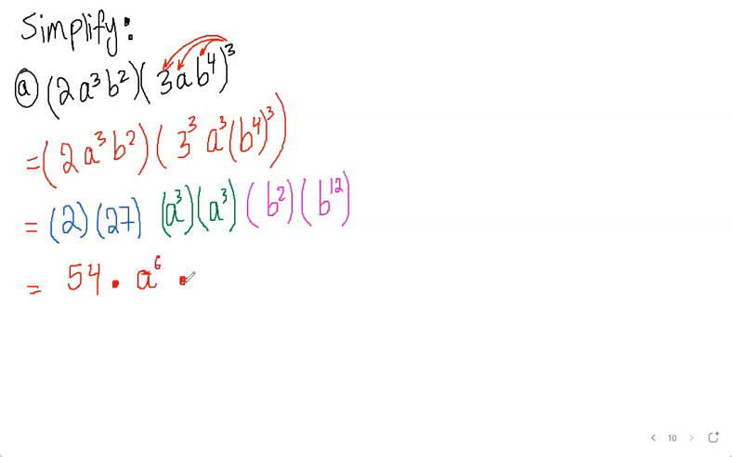And the last one is b to the power 14, because 2 plus 12 gives 14. Yes, this is correct. So 54 times a to the power 6 times b to the power 14. This is the final answer. Any questions for this?